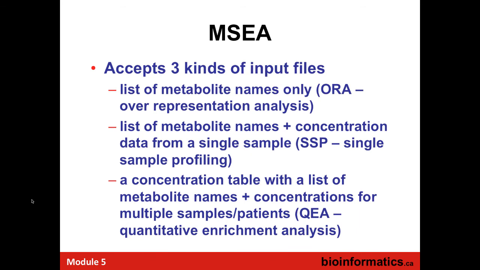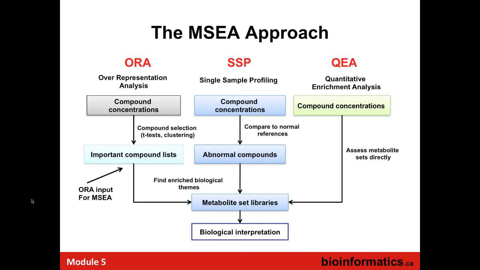So as I said, three types of data analysis. For overrepresentation analysis, you just need the metabolite names. So that's not much. For single sample profiling, you can just take a single person and say, are they sick or are they healthy? All this is doing is comparing metabolites with their normal concentration ranges. And then quantitative enrichment analysis is to take a larger sample, with lists and concentrations of metabolites, but for many people. So you can look at it this way. There's ORA, which is the simplest or weakest form of analysis. There's SSP, which is for individual patients. It could be you. It could be your friend. And quantitative enrichment analysis, which is typically done as a medical study with multiple patients.